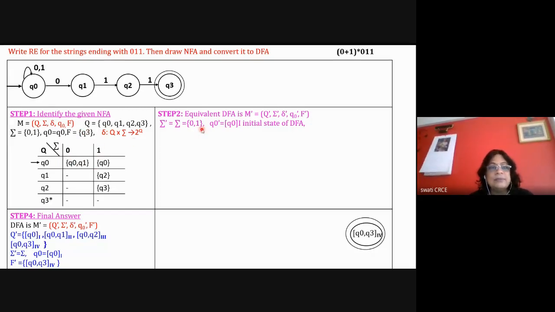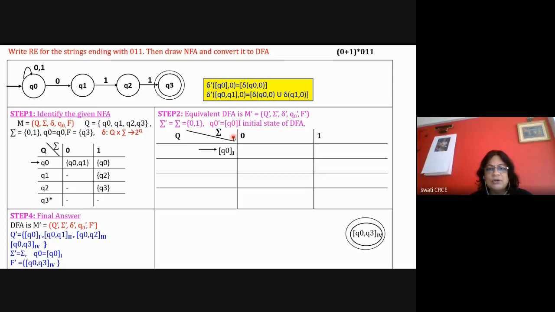And then in step 2, for the equivalent DFA, assume M dash is the equivalent DFA. And you need to remember this: the initial state of the DFA is the initial state of the NFA, but it is written in square brackets and numbered as 1. This method is very simple. We start with the initial state of the NFA in square brackets, numbered as 1, and then we write down the transitions for 0 and 1.